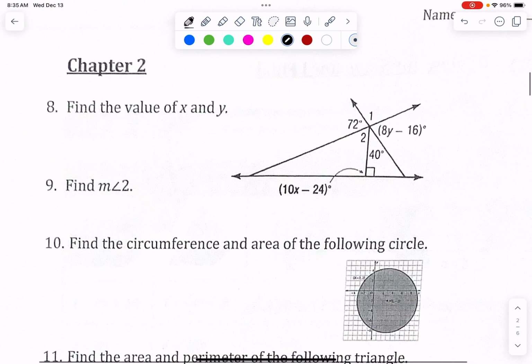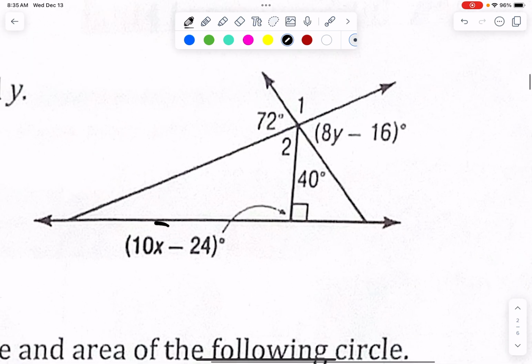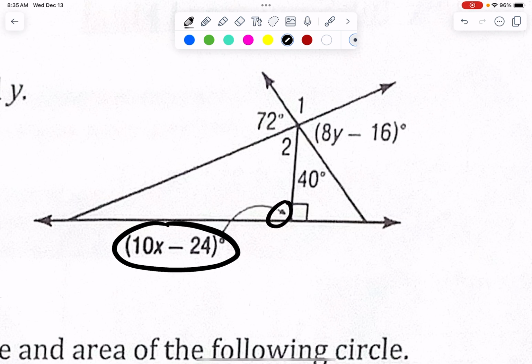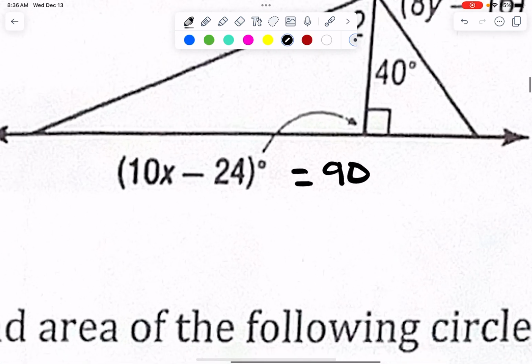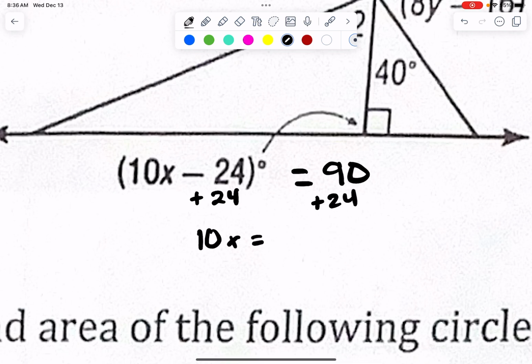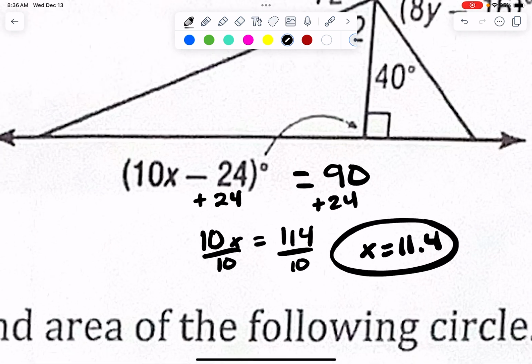Number 8, find X and Y for this diagram. All right, X is here, and let's do that first. I see that that is pointing to this angle right here, okay? And I know that if this is 90, these are on a straight line, that is called a linear pair, which means that this would have to also be 90 because they have to add up to be 180. So what I can do then is just say this expression equals 90 and solve, okay? So I'm going to add the 24 over, and this is not going to come out nicely. 10x equals 114, and then if you divide by 10, you're just moving the decimal place. So x is 11.4, okay?